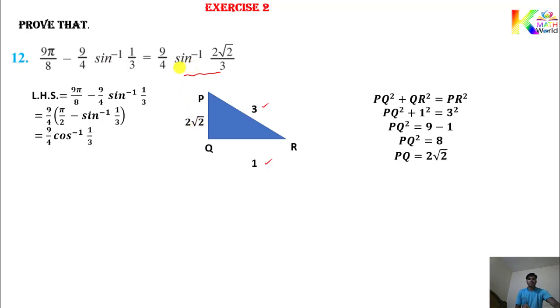Okay, now your function requires sin inverse. So sin means opposite over hypotenuse. So what can you write in the next step? This is your opposite and this is your hypotenuse. So 9 by 4 into sin inverse of 2 root 2 by 3. That will be your final answer. You can see that is your right answer. Okay, question over. Simple question was that.